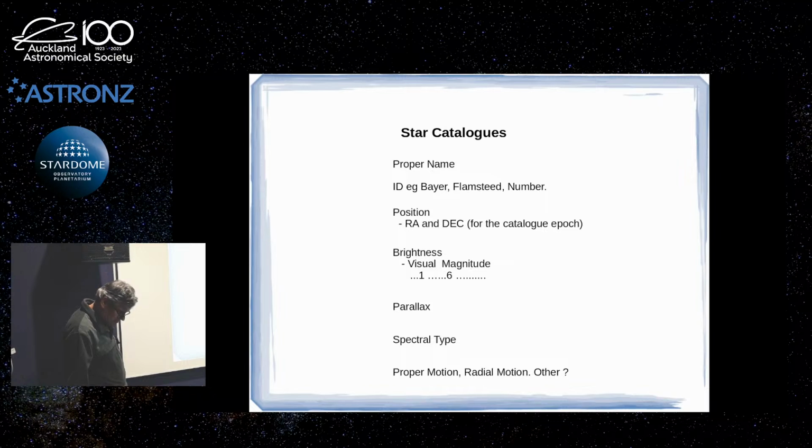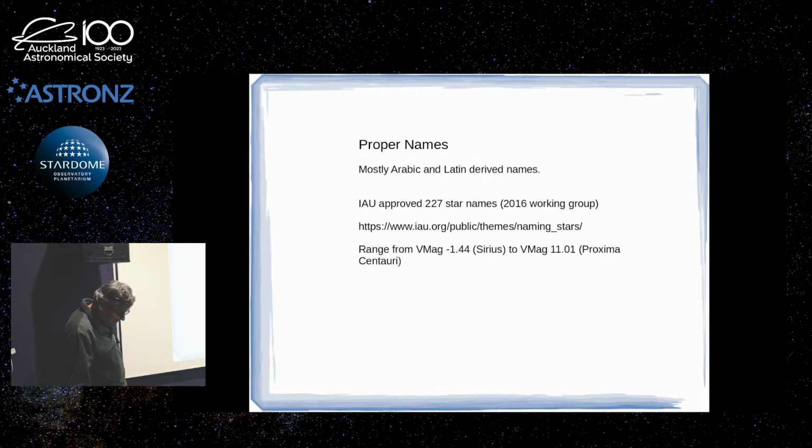Okay, so that's the kind of information that a catalogue is likely to have. Oh yeah, a bit on the proper names. The names that we have are mostly derived from Arabic and Latin names for the IAU. Yeah, and we've got 227 approved official star names. And you can see that website link there tells you how to find the IAU information on star names.